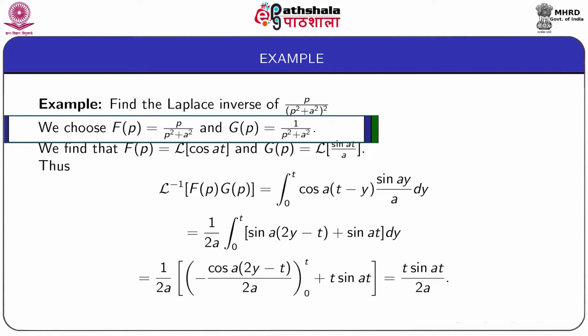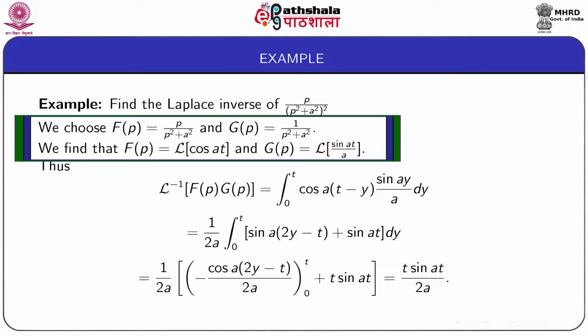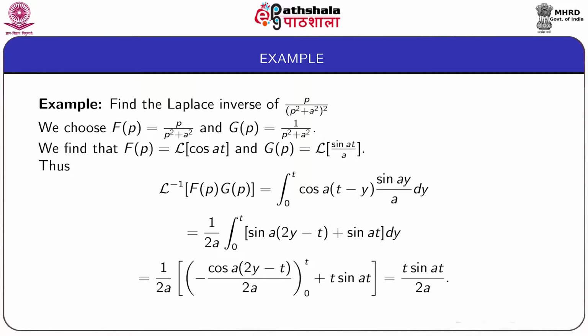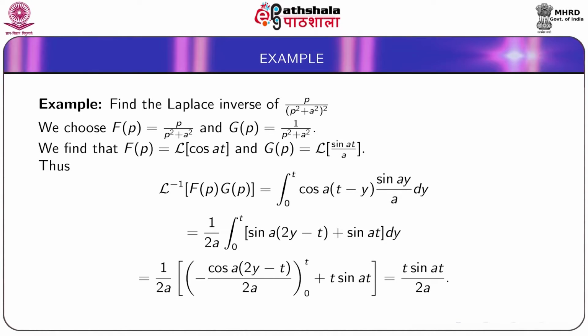Here we choose capital F(p) as p by p square plus a square, and we know that this is the Laplace transform of cos at. That means capital F(p) is the Laplace transform of cos at, and we choose capital G(p) as 1 by p square plus a square, which is the Laplace transform of sin at by a. So, the given function is the product of capital F(p) and capital G(p).